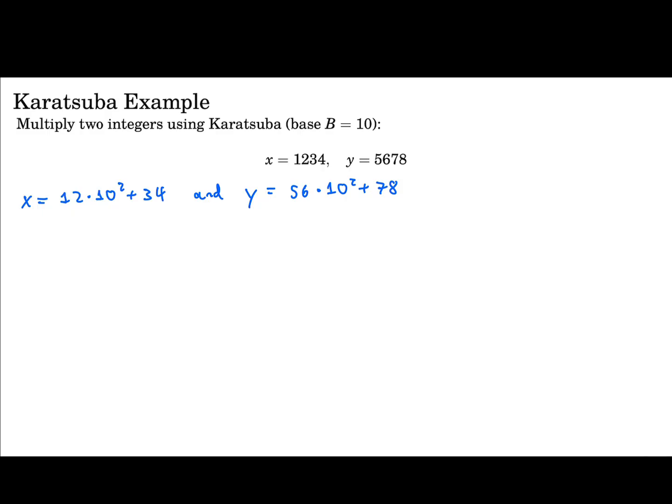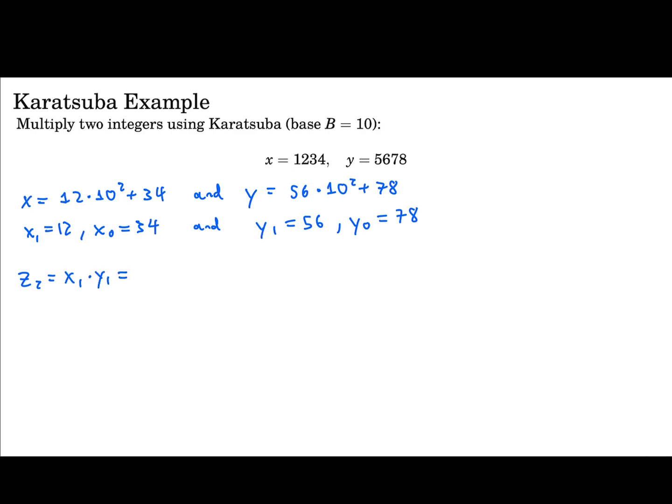And then the idea is that x1 is going to be this 12 here. x0 is going to be this 34. And y1 is going to be this 56 here. And y0 is going to be this 78. And what Karatsuba says is that you compute three multiplications. So you compute z2, which is going to be equal to x1 times y1.